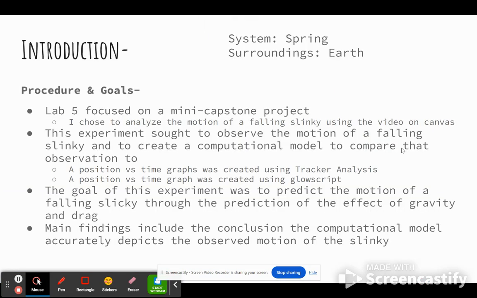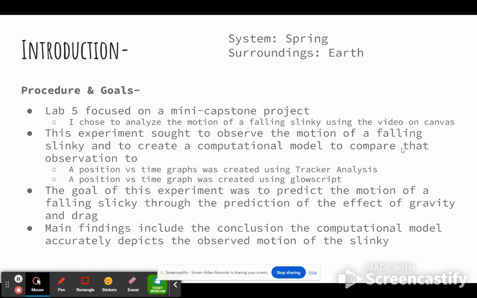As an introduction, lab 5 focused on mini capstone projects, and I chose to analyze the motion of a falling slinky using the video on Canvas. This experiment sought to observe the motion of a falling slinky and to compare a computational model to that observation. A position versus time graph was created using Tracker analysis, and then another one was created using GlowScript.